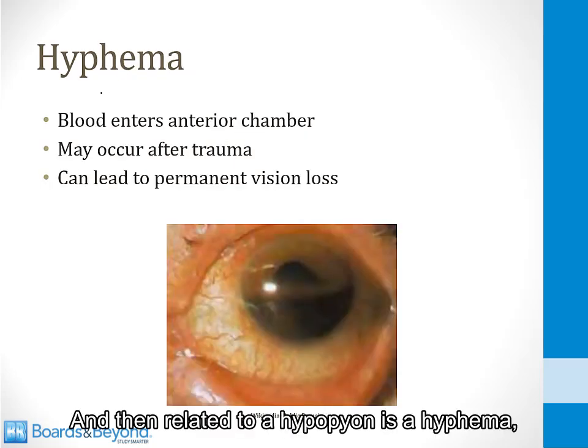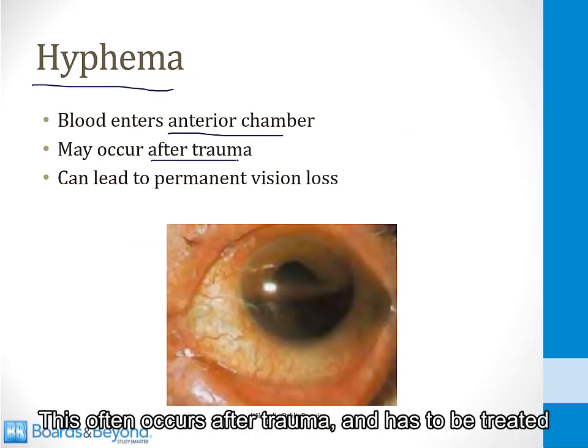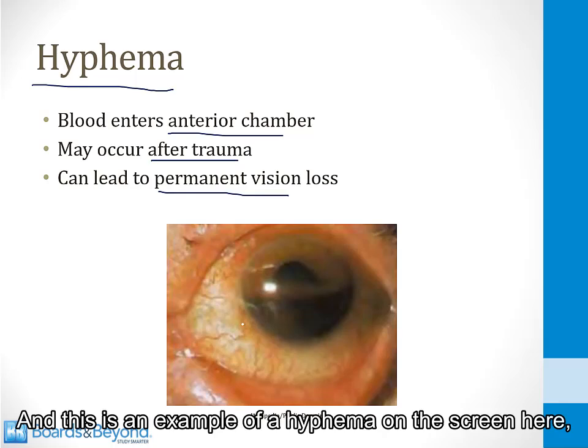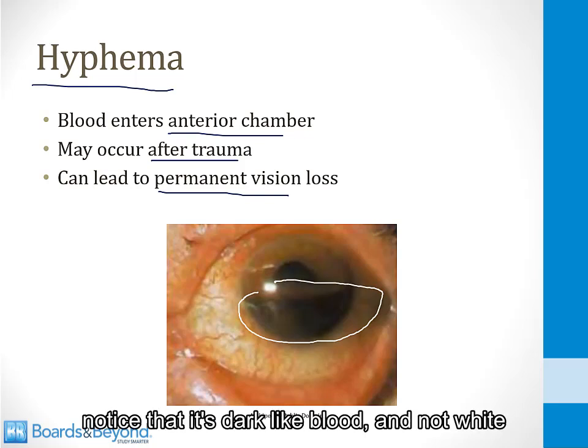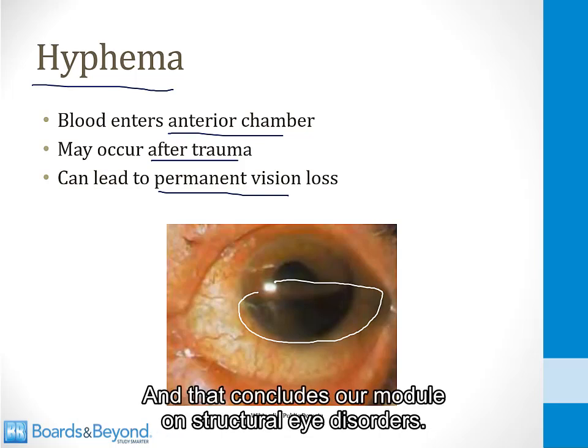And then related to a hypopyon is a hyphema. This occurs when blood enters the anterior chamber. This often occurs after trauma and has to be treated, or it can lead to permanent vision loss. And this is an example of a hyphema on the screen here. Notice this fluid filling the anterior chamber. Notice that it's dark like blood and not white like the inflammatory infiltrate of a hypopyon. And that concludes our module on structural eye disorders.